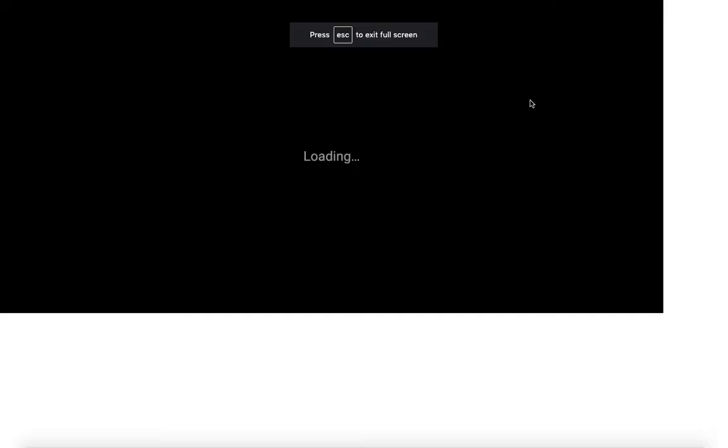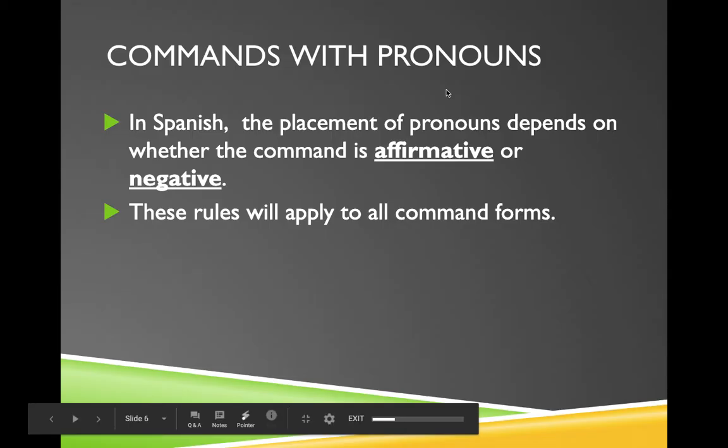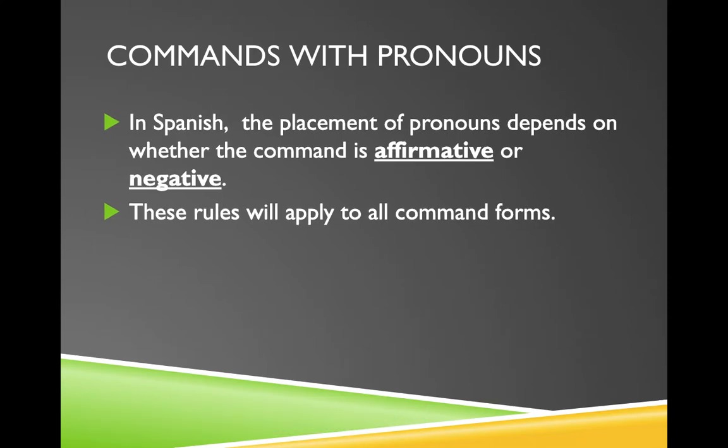Okay, today's notes are the last actual bit before the end of the chapter, and we're talking about commands with pronouns. We hinted at it in the last chapter, but we're going to really practice it more in this chapter, and it will be a requirement of your cooking project to use these pronouns in your videos when you give your commands.